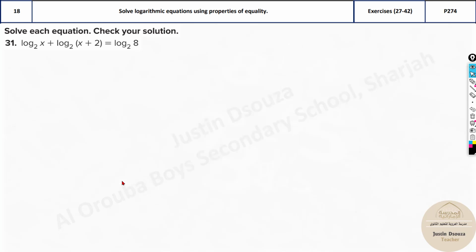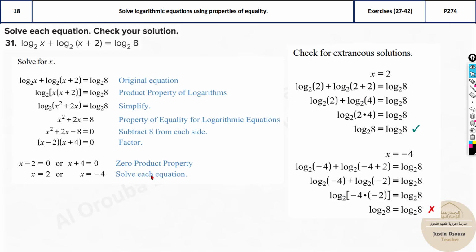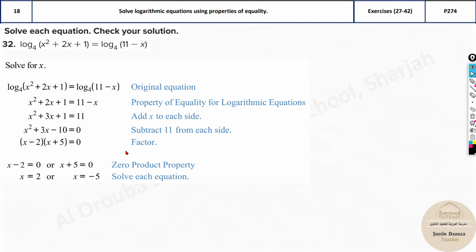In the previous one as well, only a equals 4 is the correct answer, whereas minus 25 is an extraneous solution. Over here, again, we have the same thing. This is done. Same type of problems. There's nothing new in these. It's just that it's a quadratic and linear, so you need to solve them, get the factors. Whenever you have such problems, just use the calculator. It'll be much easier, okay?